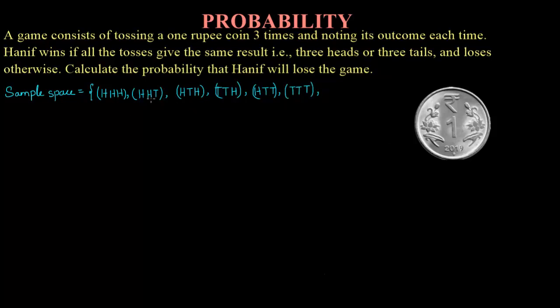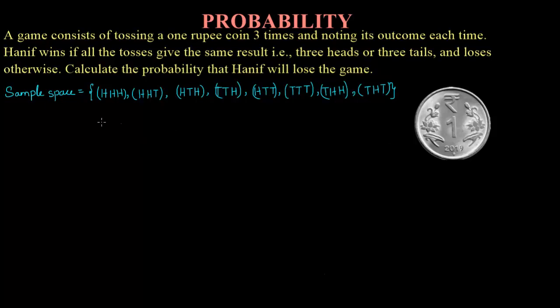Then what else can you have? What am I missing? THH, that I have not written, right? So THH is also a possible outcome. Then what can you have? THT, have you written? No, that is also missing. So THT. So these are the possible outcomes that you can have when the coin is tossed thrice or three coins are tossed at once.